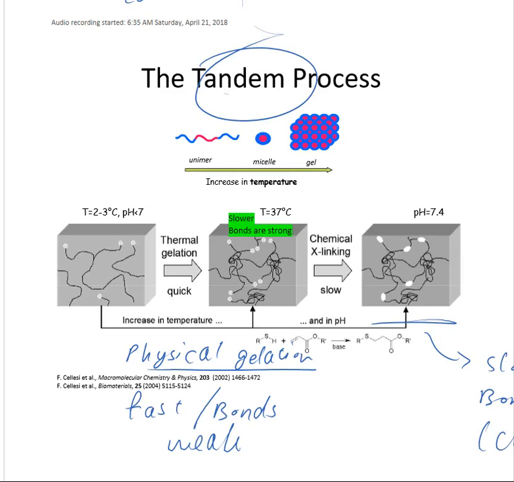Hi everybody, in the previous video we talked about the mechanical properties of the hydrogels, and we mentioned that upon the injection of these materials, when the temperature is increased, we will have the instantaneous formation of the hydrogels. And this gelation is called the physical gelation, and it is quick because the bonds which form the network of the polymers are the physical bonds.